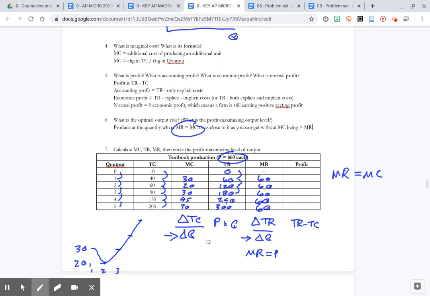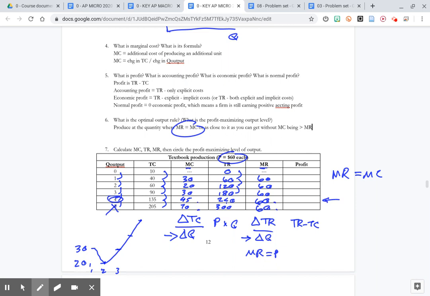Now we're going to use the rule MR equals MC, and compare the MR values to the MC values. 60 is bigger than 30. That's good, we should definitely produce. 60 is bigger than 20. 60 is bigger than 30. 60 is bigger than 45. 60 is less than 70, so we should definitely not produce the 5th unit. We should produce the 4th unit. This is where it's going to profit maximize. We actually know this without figuring out the profits, but let's solve it and see what happens.